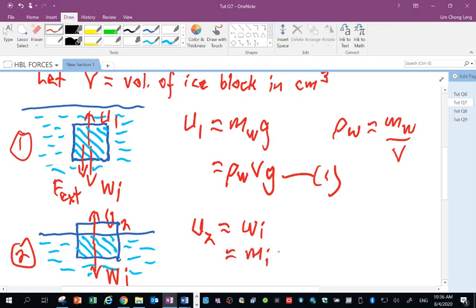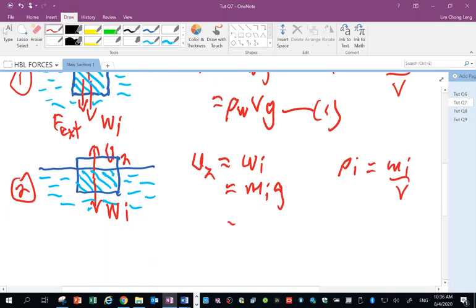mIg. So again, I write density of ice equals mass of ice divided by volume, right? So let me put the relationship in. Density of ice times Vg. So this gives me my second equation.